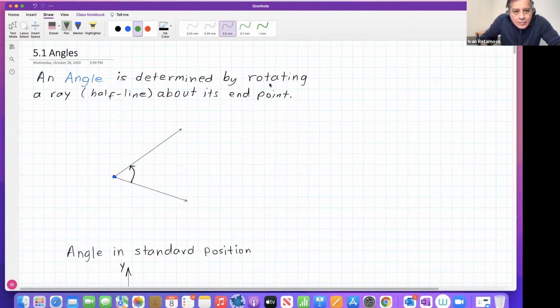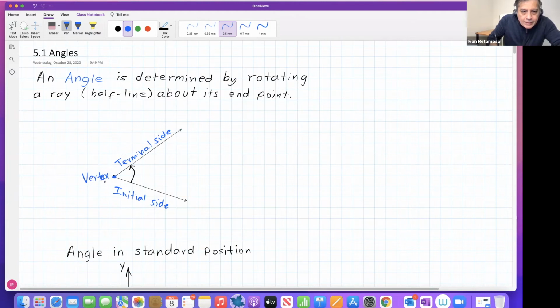An angle is determined by rotating a ray, a half line, about its endpoint. So in trigonometry, an angle is associated with the amount of rotation of a ray, which could be considered this half of a line. This is called the initial side. After rotation, you stop somewhere. This is going to be called the terminal side. And the endpoint is called the vertex of the angle, okay?